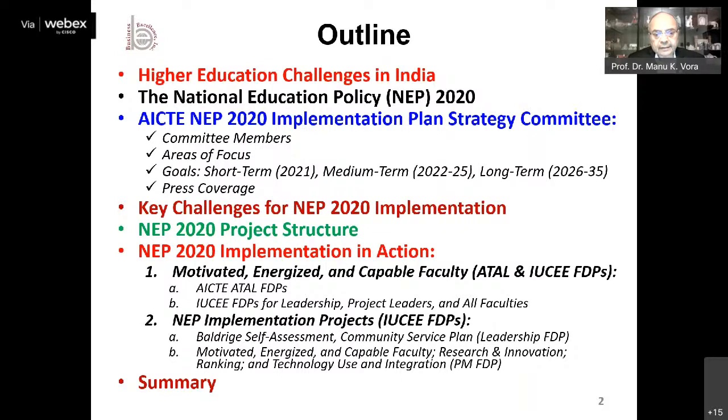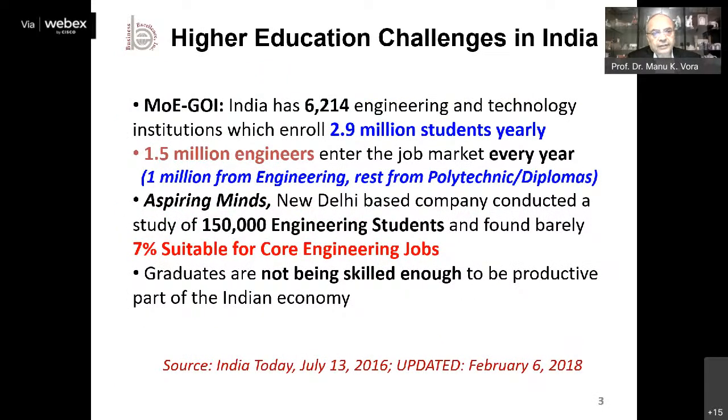Under IUCEE, various FDPs have been delivered since the beginning of the year on leadership, project leaders, project management, and all faculties. And NEP implementation projects in terms of the Baldrige self-assessment, community service plan, motivated, energized, and capable faculty, research and innovation, ranking, and technology use and integration. And then I'll summarize the presentation at the end. So let's begin with the higher education challenges in India.